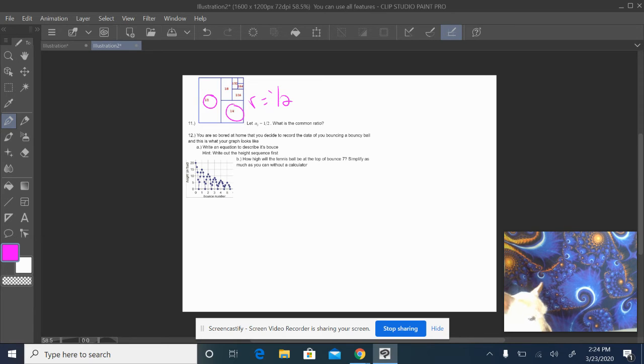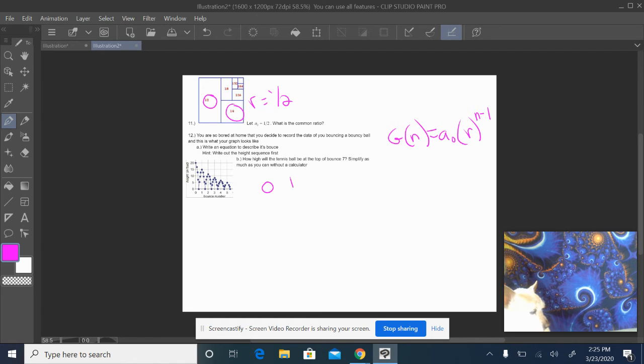All right, you are so bored at home, you decide to record the data of you bouncing a bouncy ball, and this is what your graph looks like. Write an equation to describe its bounce. So again, this is geometric. Okay, so first term times the ratio to the n minus 1. All right, so hint, figure out the sequence.